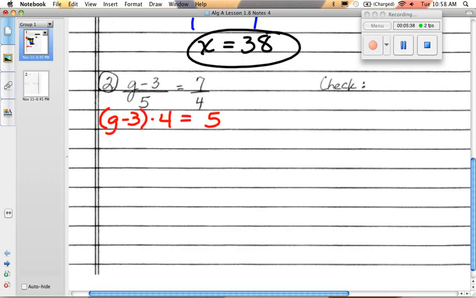So on one side, the cross product should be the g minus 3 in parentheses getting multiplied by the 4. Doesn't matter which side this is on, but the g minus 3 in parentheses times the 4 is one of our cross products. And the other one is the 5 times the 7, or 7 times 5. Order does not matter in multiplication. So now, because of the way I set it up here, I'm just going to rewrite it so I can see the distributive property nicely.